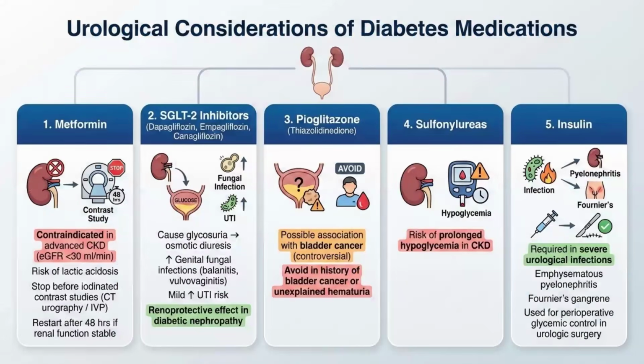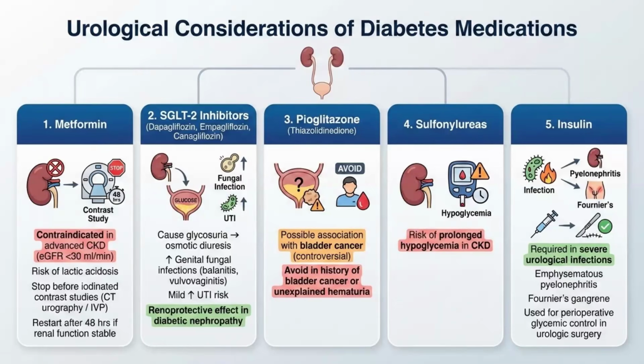Medications: metformin, one of the most commonly used medicines, is contraindicated in advanced CKD. There is a risk of lactic acidosis, and it should be stopped before iodinated contrast studies. We can restart it after 48 hours if the renal function is stable. SGLT2 inhibitors such as dapagliflozin, empagliflozin, and canagliflozin cause osmotic diuresis due to glycosuria, and this leads to increased genital fungal and bacterial infections and increases the UTI risk. Although in diabetic nephropathy, they have been shown to have a renoprotective effect.